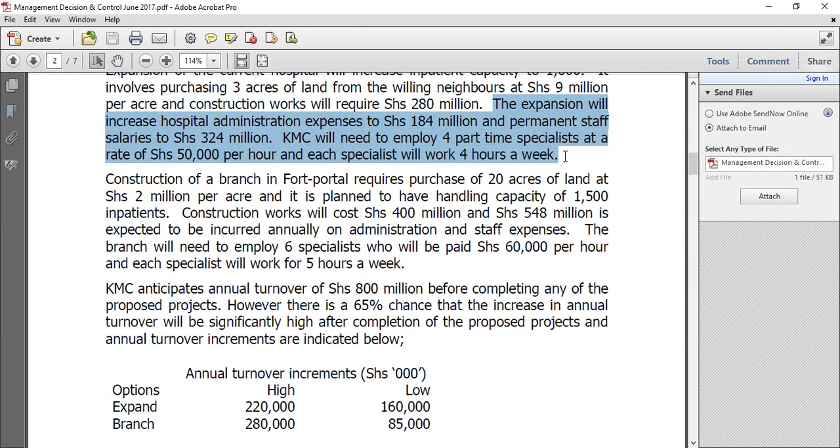Are we together? Some clarity here. So, meaning under expansion, we are not going to consider the cost of purchasing the land and the construction? No, when we're trying to look at expand high or expand low, we are looking at the annual, because remember, if you're getting profit, these are capital investments. They are not part of your profit. You get it.